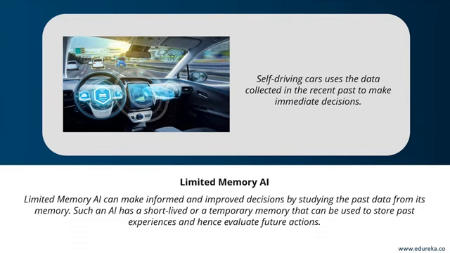Self driving cars are limited memory AI that use the data collected in the recent past to make immediate decisions. For example, self driving cars use sensors to identify civilians that are crossing the road. They identify any steep roads or traffic signals, and they use this to make better driving decisions. This also helps in preventing any future accidents.